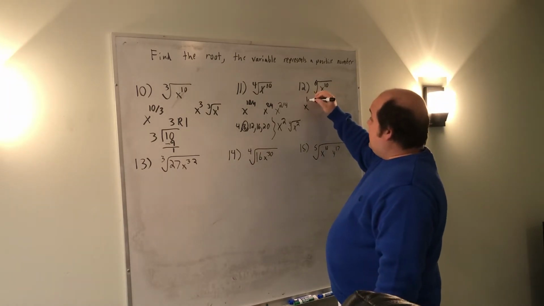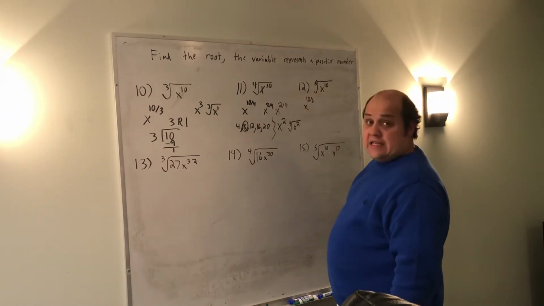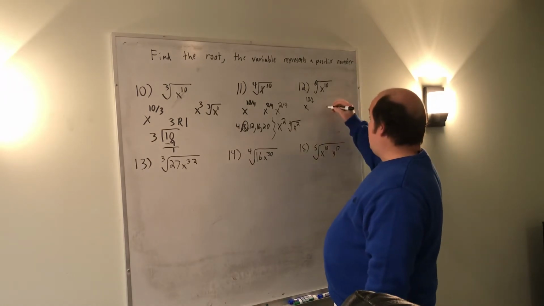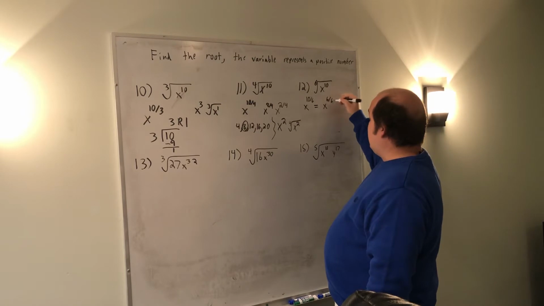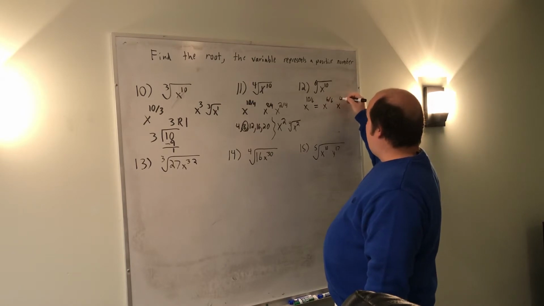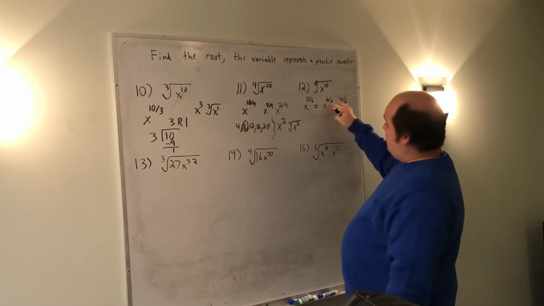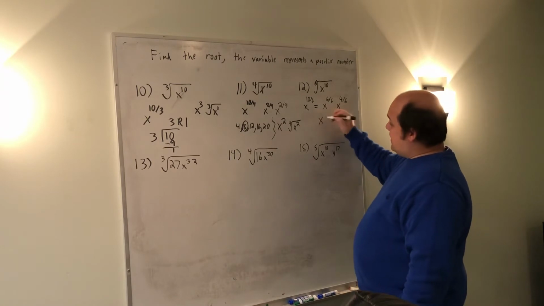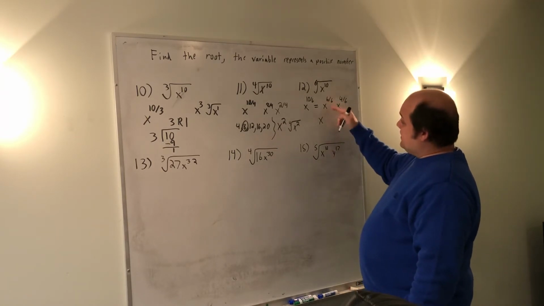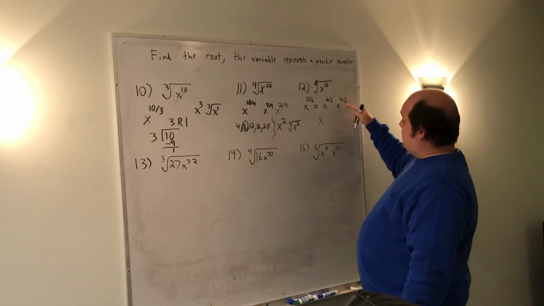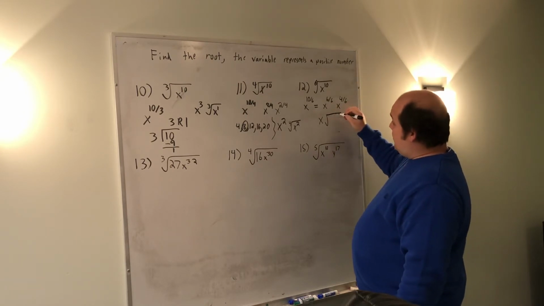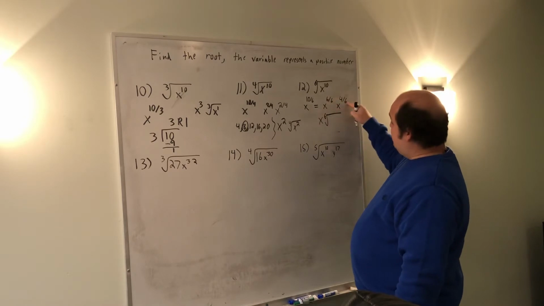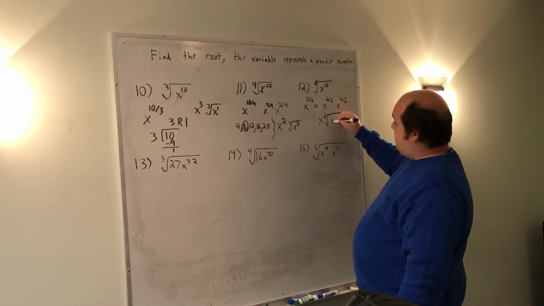Here when I do 10 over 6, 6 can only go in one time. So I get x to the 6 over 6, and then the remainder is 4 over 6. The one that goes in evenly goes outside the root just as itself. 6 divided by 6 gives me x to the first. The one that is remaining goes under that same root number, the 6th root, as the power on top, x to the 4th.